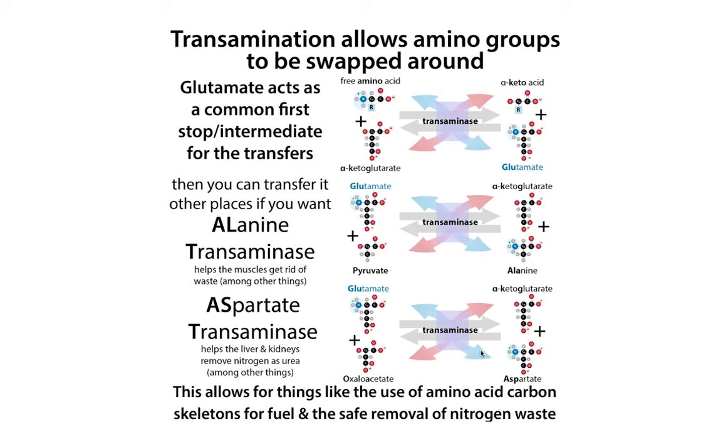So we can interconvert amino acids. We can take the amino group from one amino acid to make another amino acid. We can also pass the amino group from one amino acid to an alpha-keto acid in order to just get the carbon skeleton from the first amino acid that we can do things with.